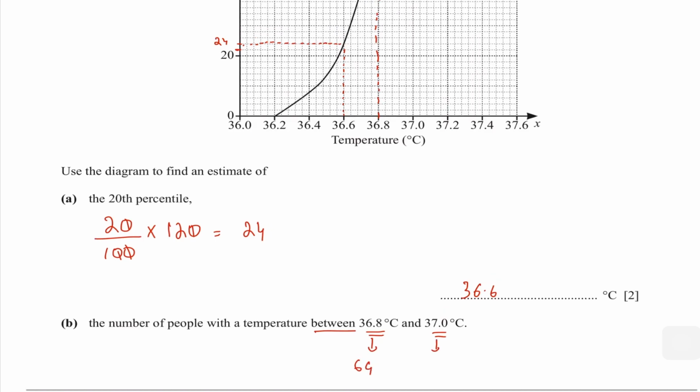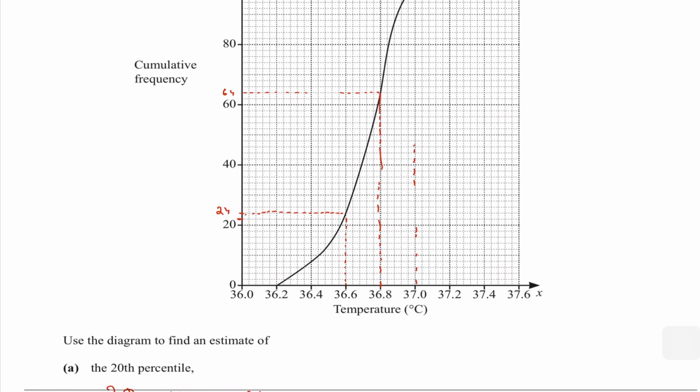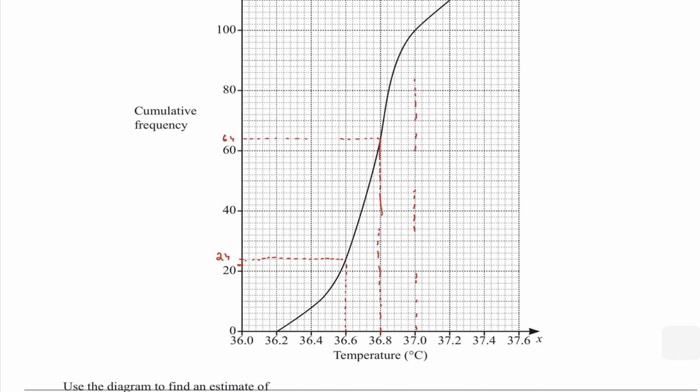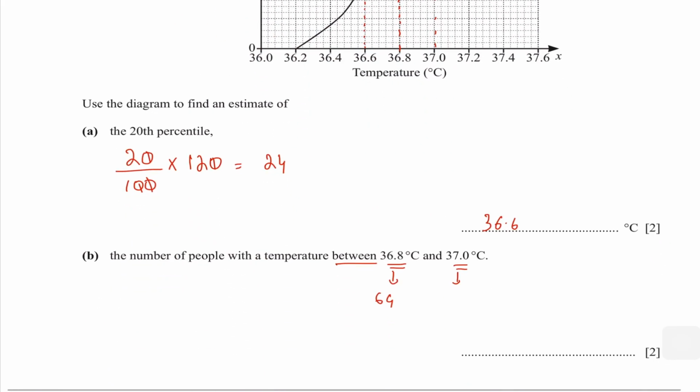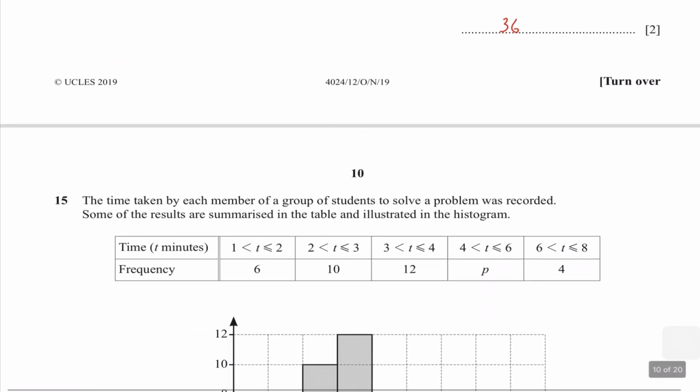And then let's find out the corresponding value of 37.0. We're going to keep on going up till we touch the cumulative frequency curve, and then the corresponding value is easy to find, and that's 100. Since the question is asking for between, you're going to take the difference of these two values. So 100 minus 64 is equal to 36. So our final answer is 36 people.